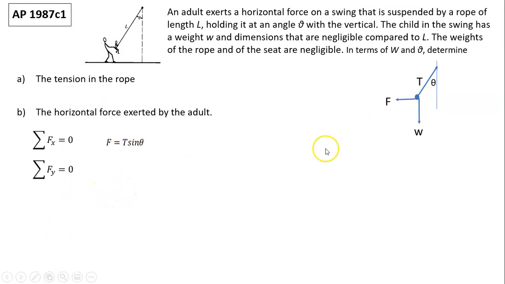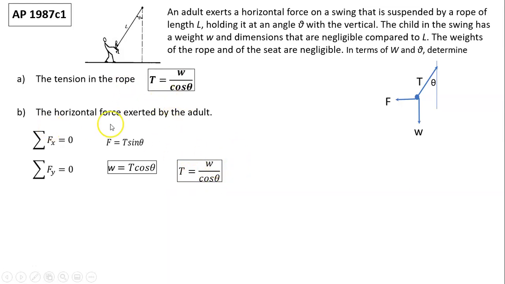In the vertical direction, T times cosine theta, that's the adjacent part to theta, equals W. So W equals T cosine theta. From here, we can figure out the tension in the rope. So tension is just W over cosine theta. That is the first question, the tension of the rope.